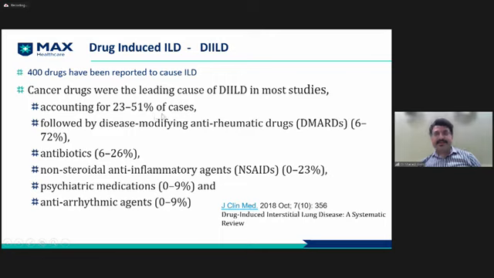Almost 50% of drug-induced ILD is because of cancer-related drugs, followed by DMARDs used in RA, rheumatoid arthritis. Then 26%, almost one-fourth of drug-induced ILD, is because of antibiotics. NSAIDs play a role up to 20%. Then psychiatric drugs contribute 9%, and antiarrhythmic agents up to 9%.